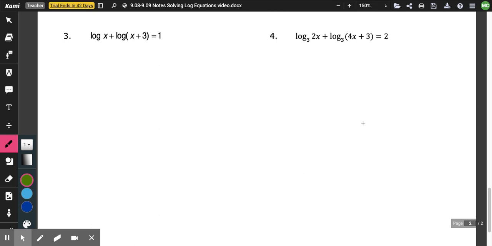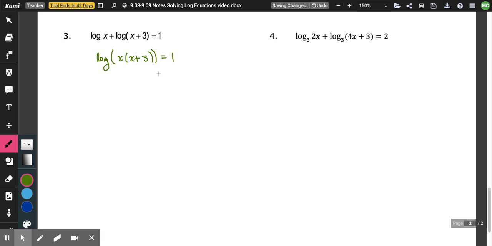Okay, for these, again, some of the pieces of the equation do not have logarithmic expressions with them. But this time, I've got two log expressions on the left side of the equation being added together, and on the right, just a plain number. So the first thing I would need to do is condense the left side here. So log of x plus log of x plus 3, I could condense that using the product property. That would be log of x times x plus 3.